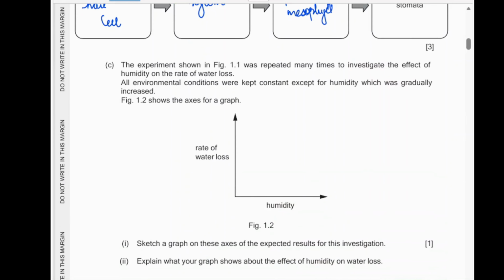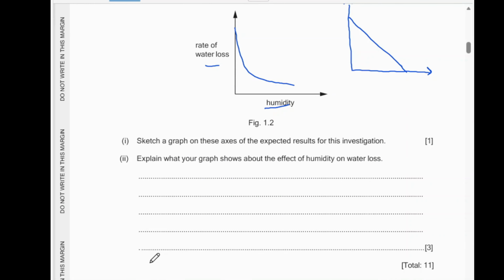Okay. Now a graph is given and they have asked you to tell if the humidity increases, what will happen to the water loss? Would there be more transpiration or would there be less transpiration? So the graph will move down, right? Decrease. Yes. Like this. Okay, you can make like this. Explain what your graph shows about the effect of humidity. So we are saying the water loss would be less. So why do you think so? Why is the water loss less?